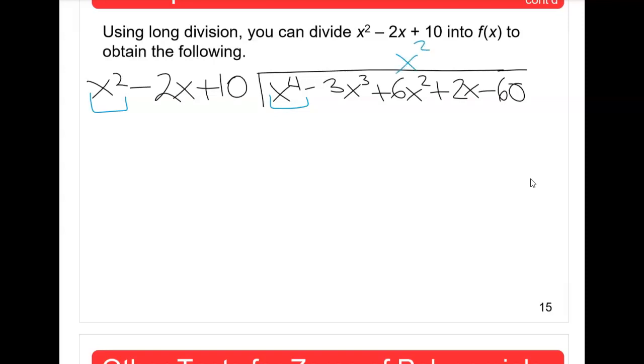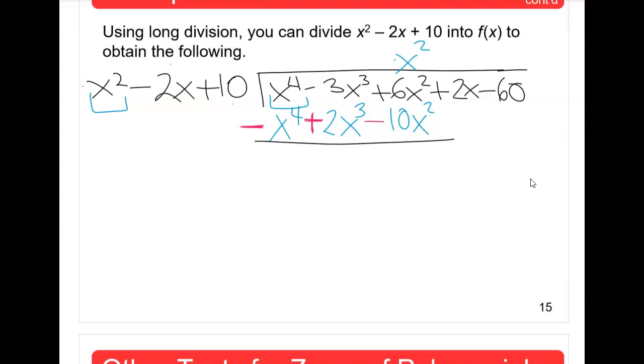So now I'm going to multiply x squared times 10, positive 10x squared, x squared times negative 2x, so negative 2x cubed, x squared times x squared. So I get positive x to the fourth. Now remember we had to subtract, so this goes to negative. This goes to positive. And the positive 10 turns into negative 10.